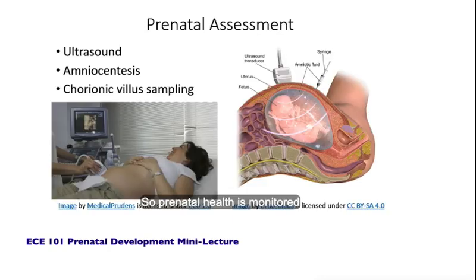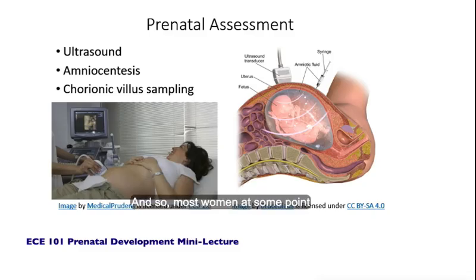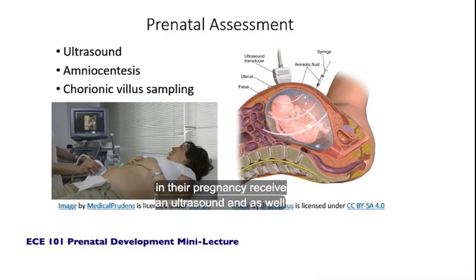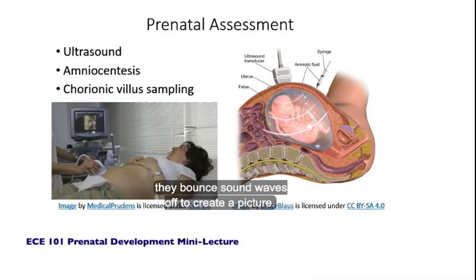So prenatal health is monitored by what we call prenatal assessment. Most women at some point in their pregnancy receive an ultrasound, as well as some kind of maternal tests, so blood and urine analyses and some screenings to make sure they're healthy. But that ultrasound is one of the main screening tests that actually gives us a picture of fetal health. They use sound waves. They bounce sound waves off to create a picture. Sometimes it's easier to interpret than others.